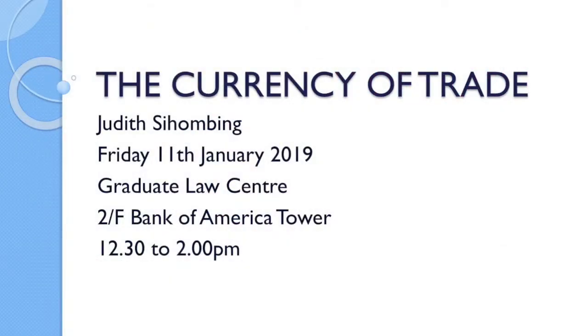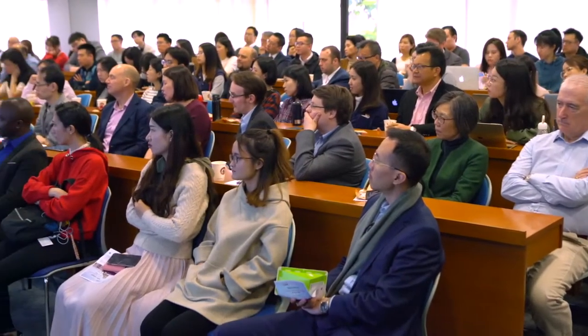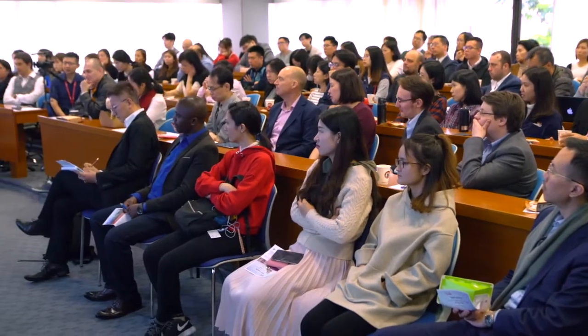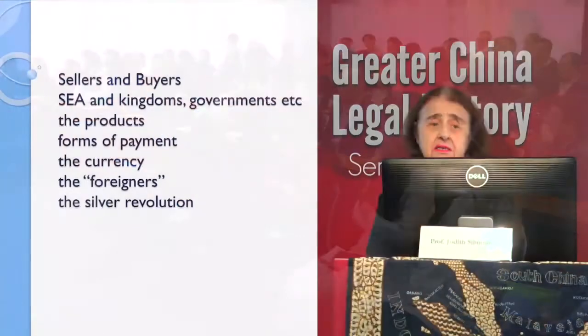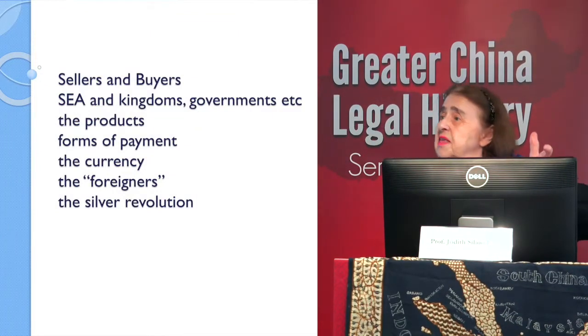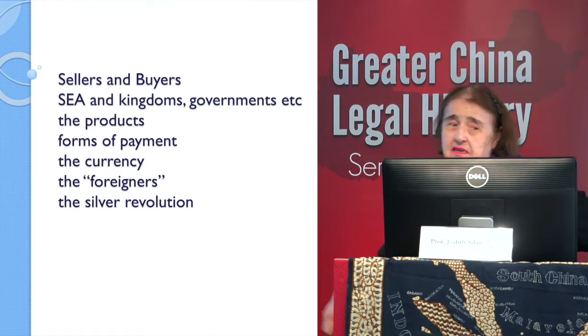Now this title is Currency of Trade. We're not getting to the currency for maybe halfway through the slides. What's more important is who was there to buy things. What are we talking about? We're talking about Southeast Asia in particular. So sellers and buyers, who are they? Who were they? The Southeast Asian, that's the map.